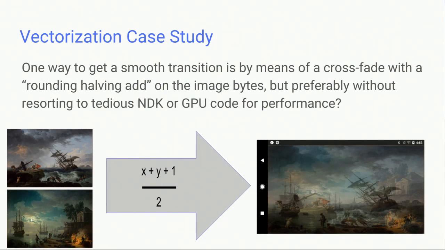One way to get a smooth transition is to perform a crossfade. It's called a rounding halving add. Basically you take the average of two pictures and you show that in between the two pictures. In the example here, you see the shipwreck on the top and the quiet fire on the bottom. The picture that you show in between will be an average of the two pictures, showing them at the same time. It forms a nice, smooth transition.